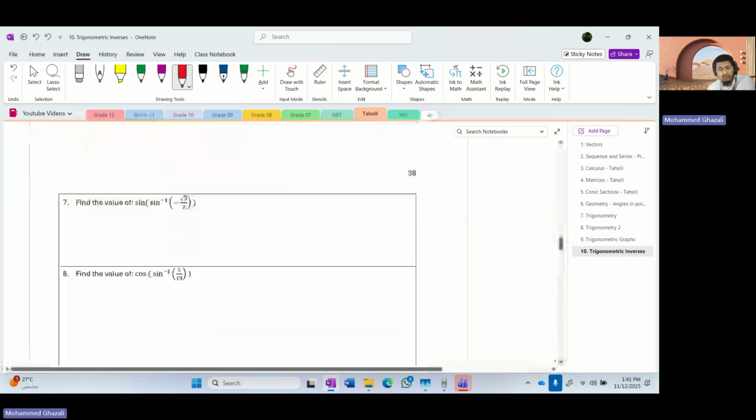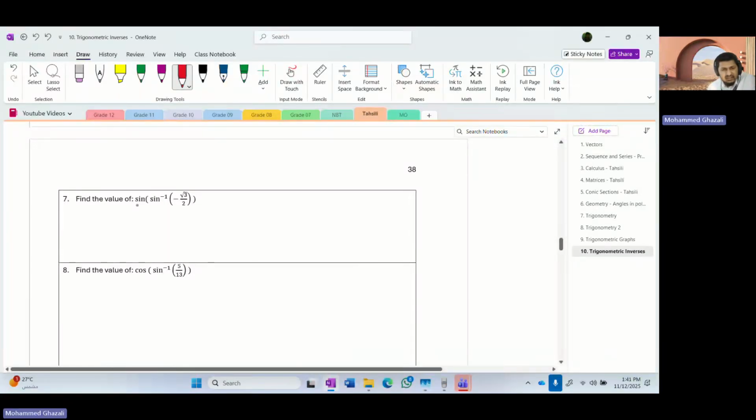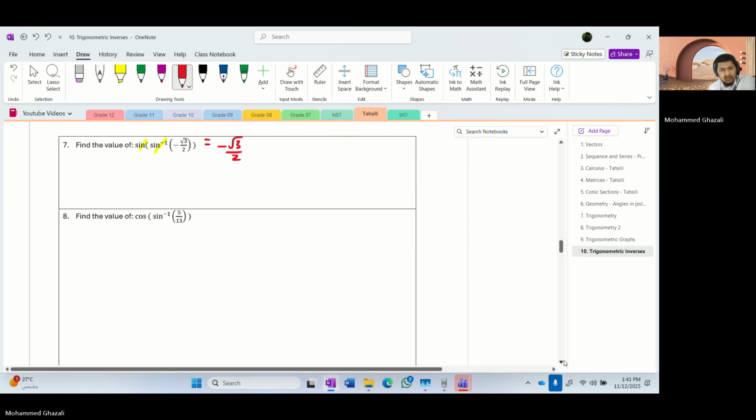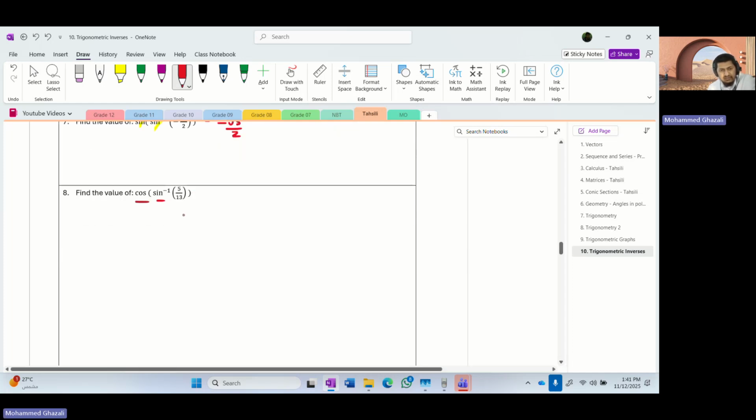Moving on to the next question. Sine of sine inverse negative root 3 over 2. Those two can cancel out, so the answer is just negative root 3 over 2. Next one. This one is exciting because it is sine of sine inverse 5 over 13.